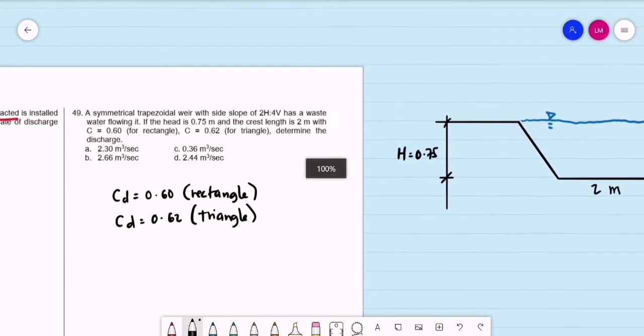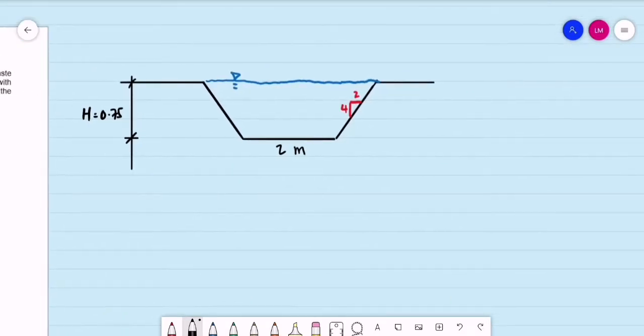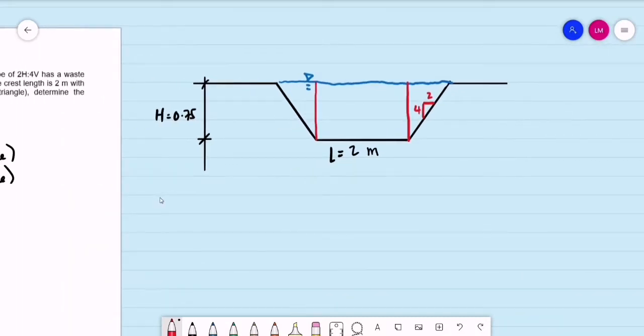So, take note na wala tayong specific formula sa pagkuha ng discharge from a trapezoidal weir. So, kung mapapansin nyo sa isang trapezoidal weir, combination ito ng dalawang shape. So, rectangular at saka triangular. Isa-separate natin. So, ano ba yung formula kapag triangle?